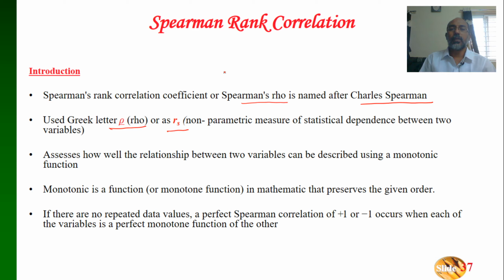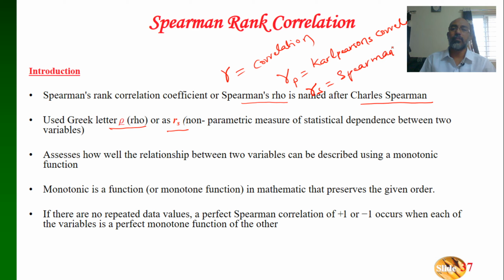R is related to the correlation, whereas rp means Karl Pearson correlation, and then rs means Spearman rank correlation.